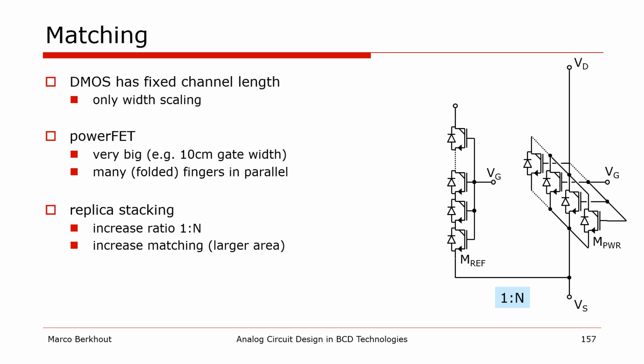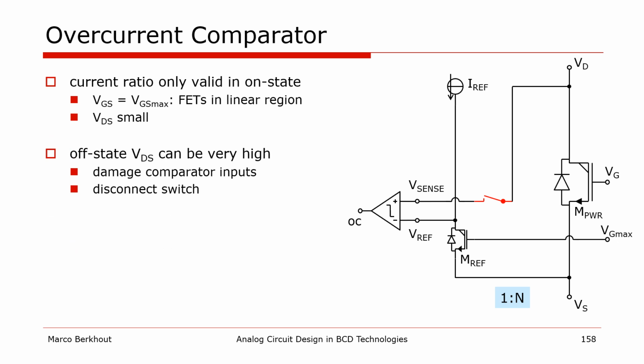The comparison of drain voltages only makes sense if the power FET is turned on, which means that the gate-source voltage is maximal and the FET is operating in the linear region. In this situation, the drain-source voltage is small and can be applied directly to the comparator input. But when the power FET is off, the drain-source voltage can be very high. In fact, it can be so high that it could damage the comparator and we need to disconnect it with a switch.